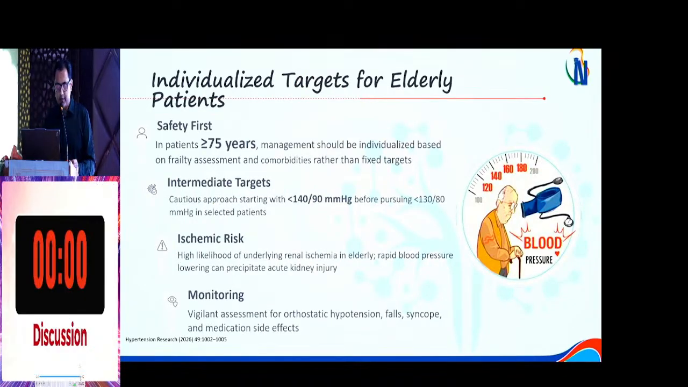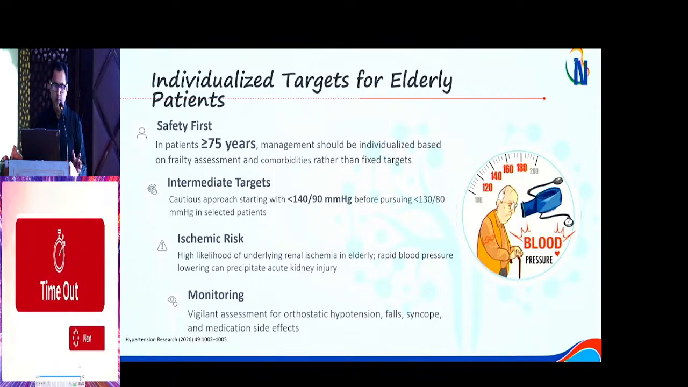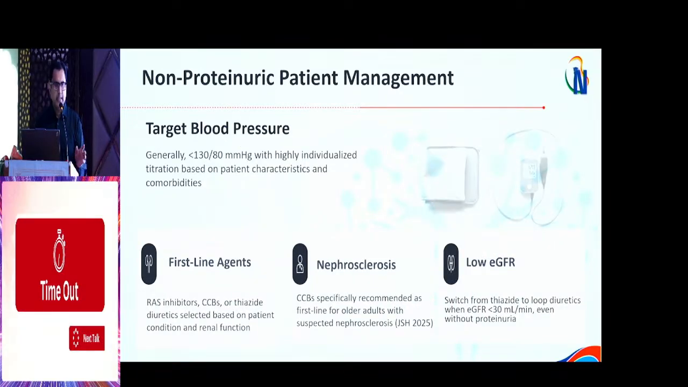In elderly patients, the target needs to be individualized, based on their frailty assessment and comorbidities. There is no need to rush and lower their BP to 120 or 130. Sometimes these patients develop renal ischemia and acute kidney injury because of that. So the first line agents which we can use.